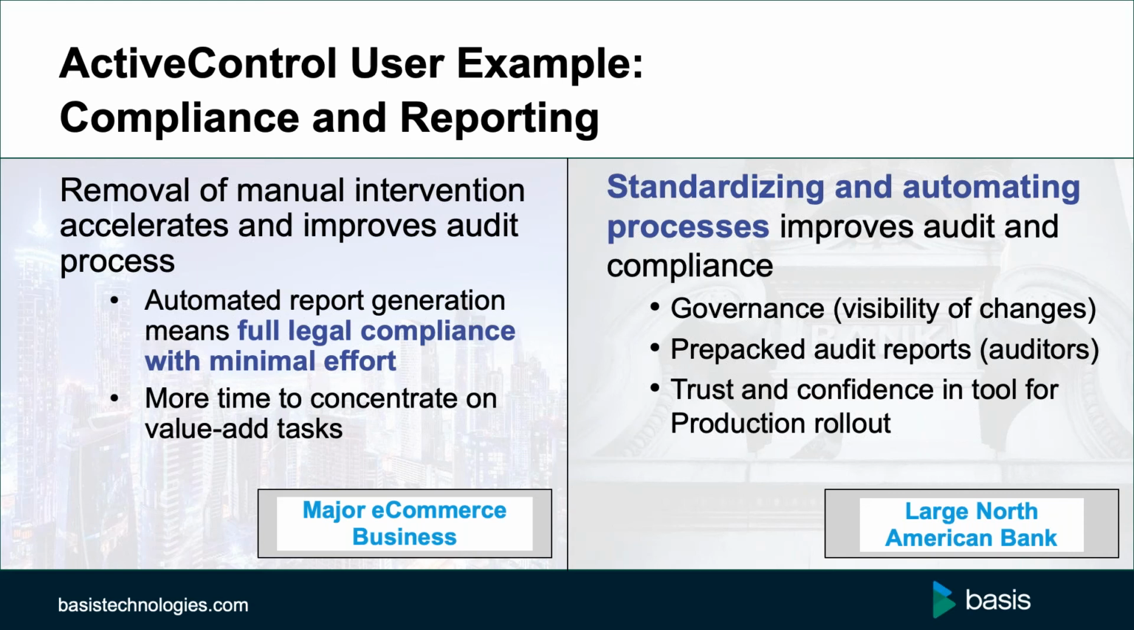And on the right-hand side, an example of a quite heavily regulated industry, again finance, but this time actually in the banking system, a large North American bank. And again, they focused on the fact that standardizing and automating those compliance and audit processes gives them the governance they need, and also gives them more trust and confidence in making those changes to the production systems, knowing that they have a full audit trail at their fingertips there when they do so.